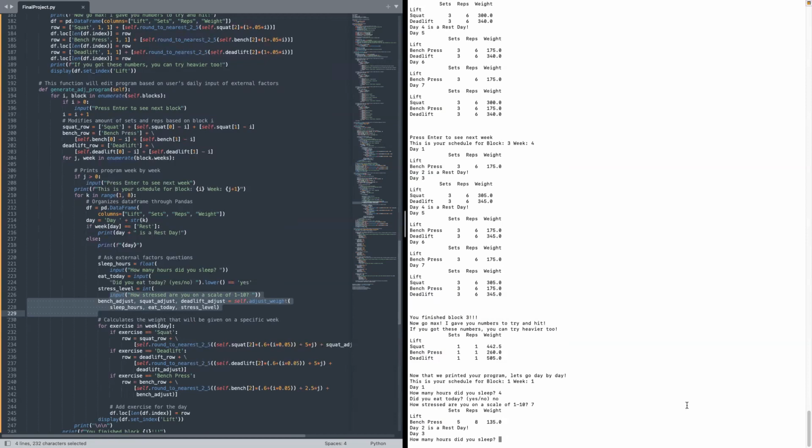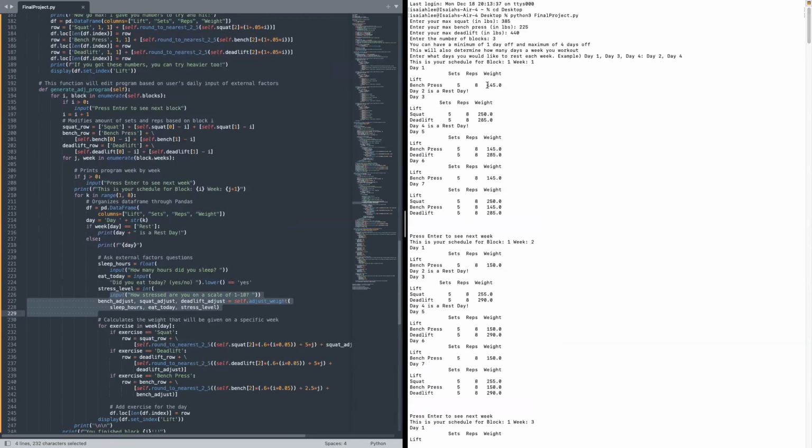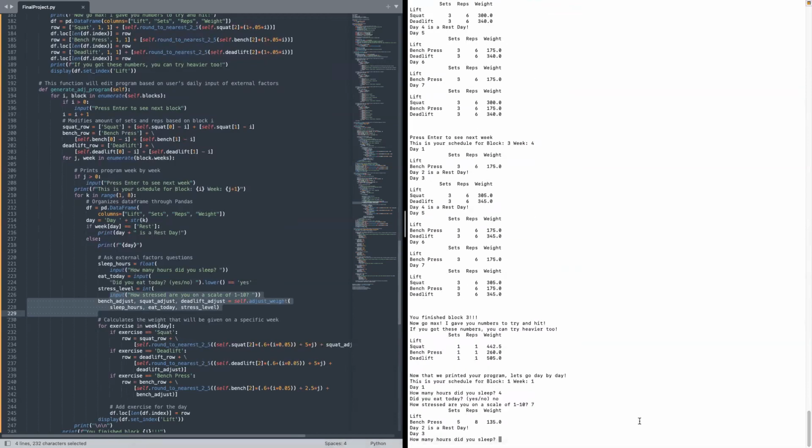And basically, it will reduce my numbers. So right here, it says 135 pounds. Up here is 145 pounds. So now I decrease the weight by 10 pounds since I didn't sleep well and I didn't eat. I'm also very stressed. So now we'll try a different example.